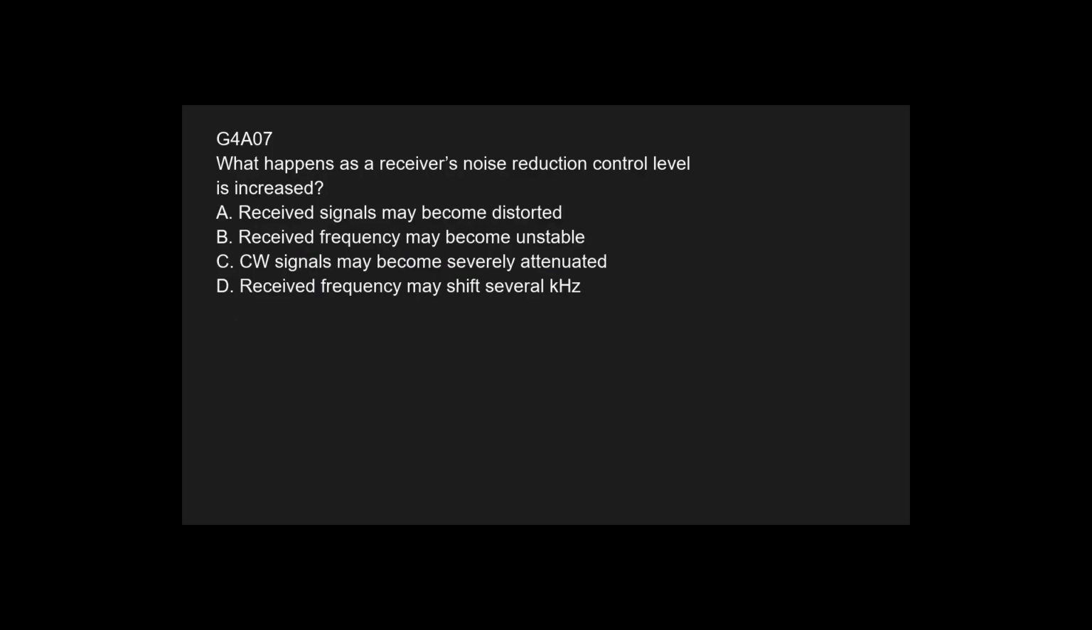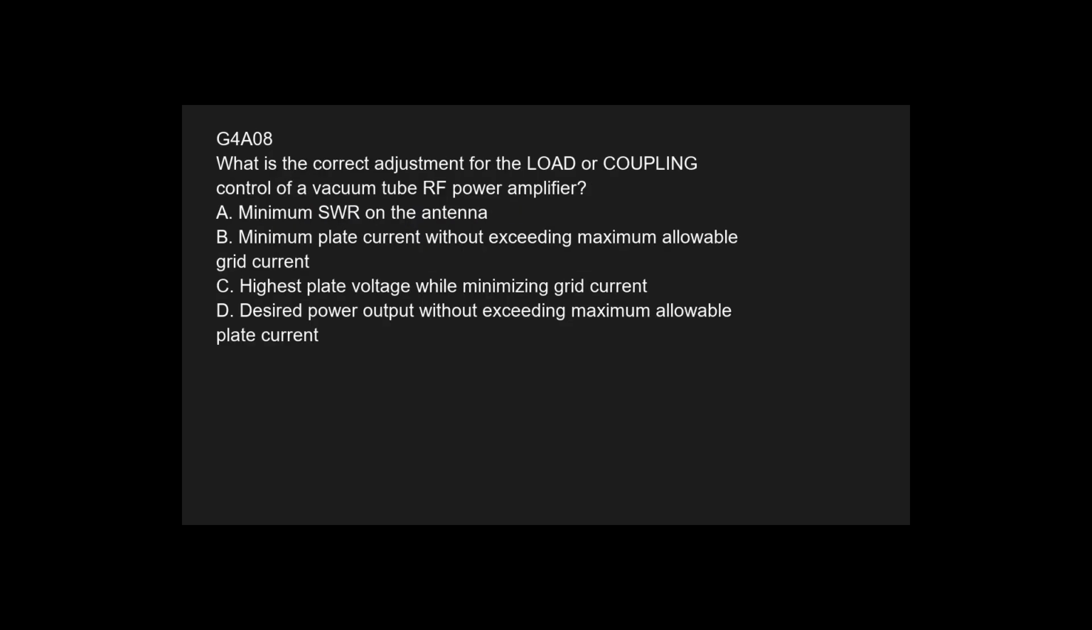Question: what happens as a receiver's noise reduction control level is increased? The correct answer is A. Received signals may become distorted. Question: what is the correct adjustment for the load or coupling control of a vacuum tube RF power amplifier?